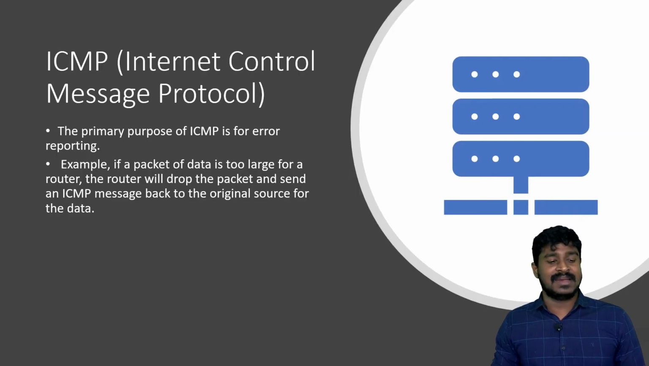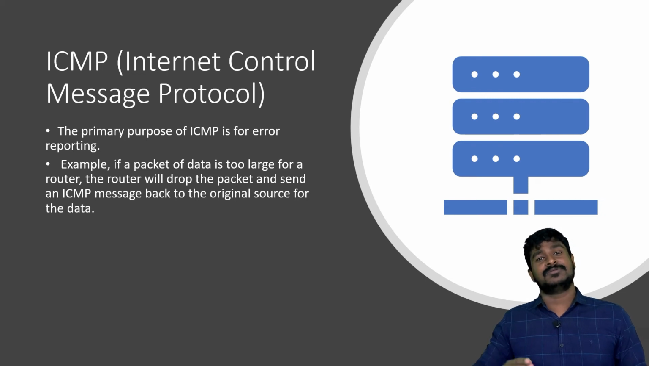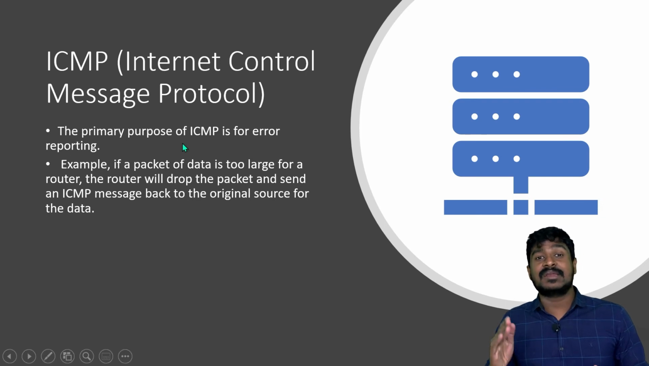Okay, the next one is the ICMP, Internet Control Message Protocol. The main purpose of this ICMP is nothing but error reporting. Let's say we are sending a message to some other person. So how will we be sure if that message has reached that particular person or not? We cannot be sure, right? So this ICMP is something which reports errors.